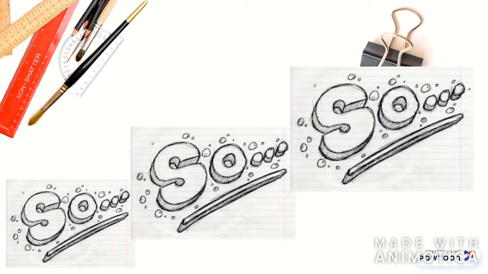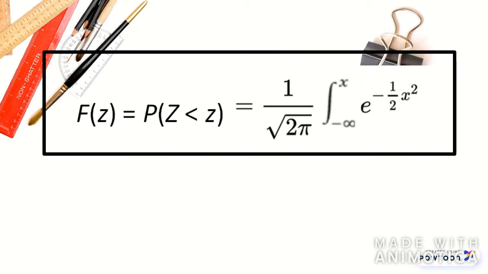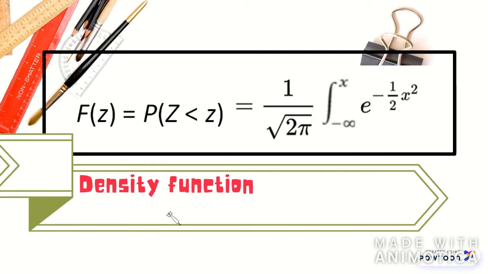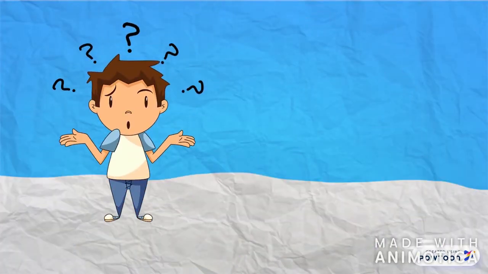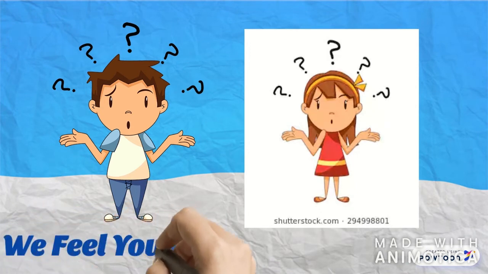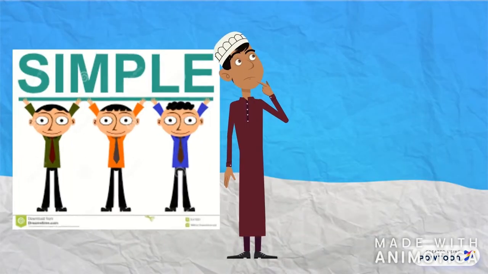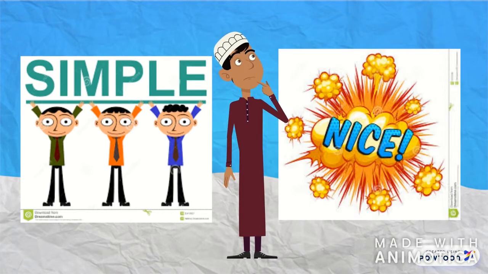So, and a big so, by considering what we had seen and learned just now, this function is called the density function of the standard normal distribution, and its distribution function is given as follows. So complicated it seems, isn't it, guys? Don't worry, we feel you so much. Hence, to keep it simple and just nice, we're going to give you something even easier.